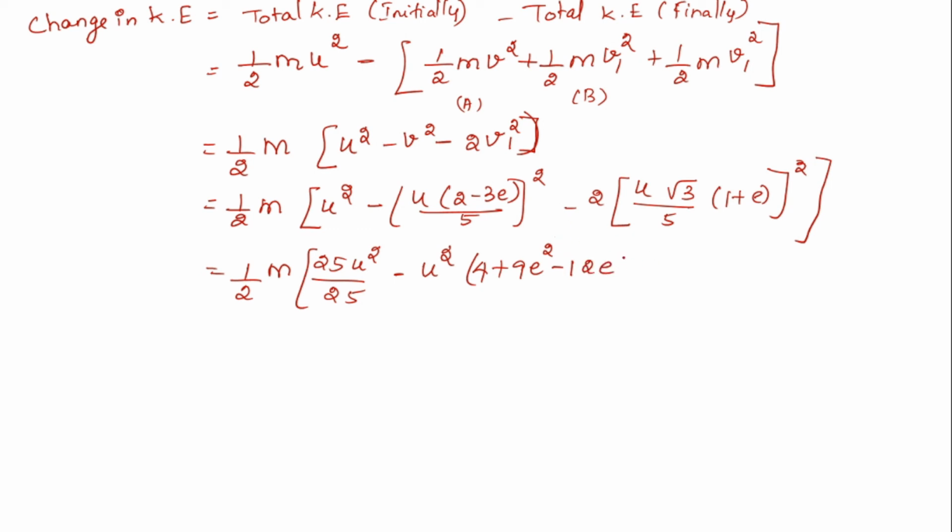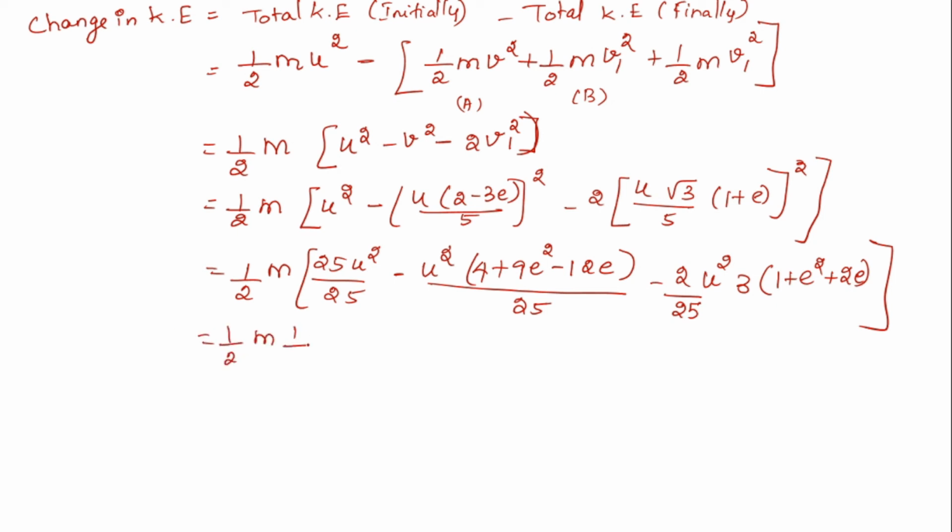That is also negative, divided by 25. Minus 2 divided by 25, and u will be u square. Root 3 square is 3, and (1 plus e) the whole square we can expand as 1 plus e square plus 2e. So 25 is common, and you can take that outside. This will be half into m into 1 by 25, and u square is also common, so take u square outside. The remaining terms are 25 minus 4 minus 9e square plus 12e.